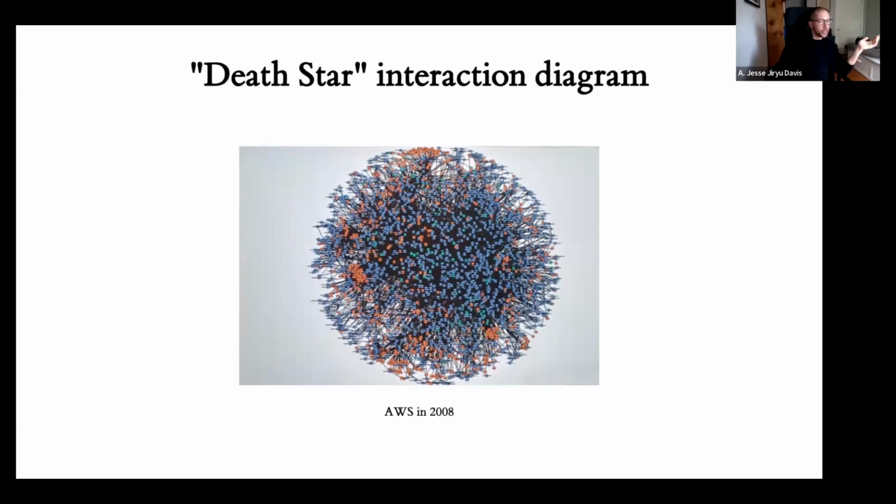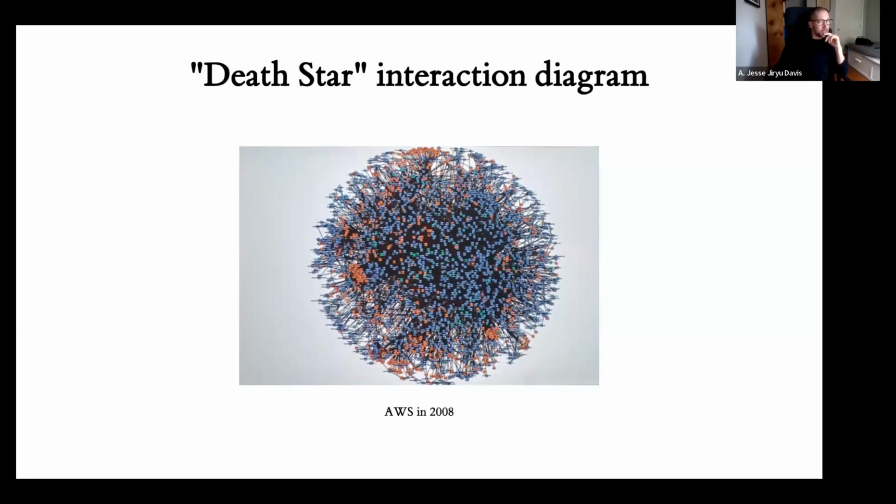This is the AWS microservice interaction diagram from 2008. It's surely exponentially worse now. And we've seen diagrams like this for Uber and Twitter and all kinds of companies as well. So this kind of thing appears to be occurring more and more often in the wild, and we have to figure out how to manage them.